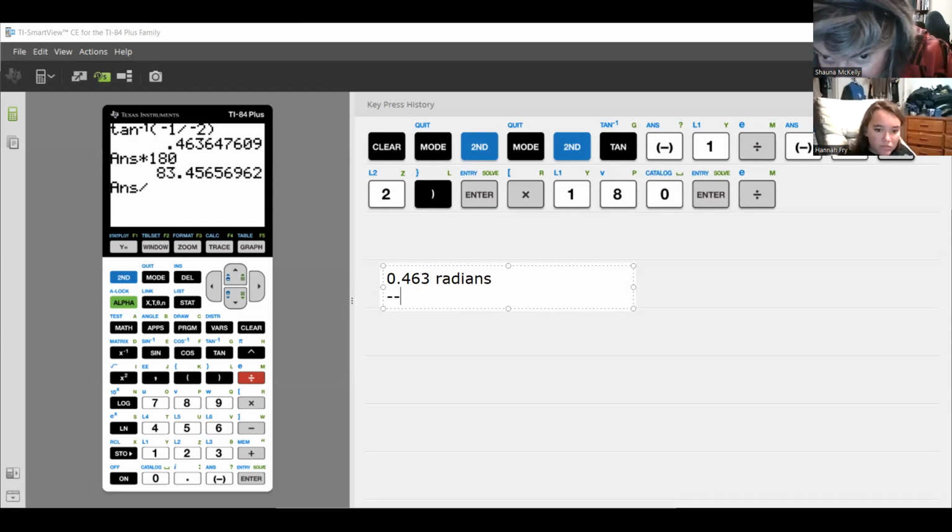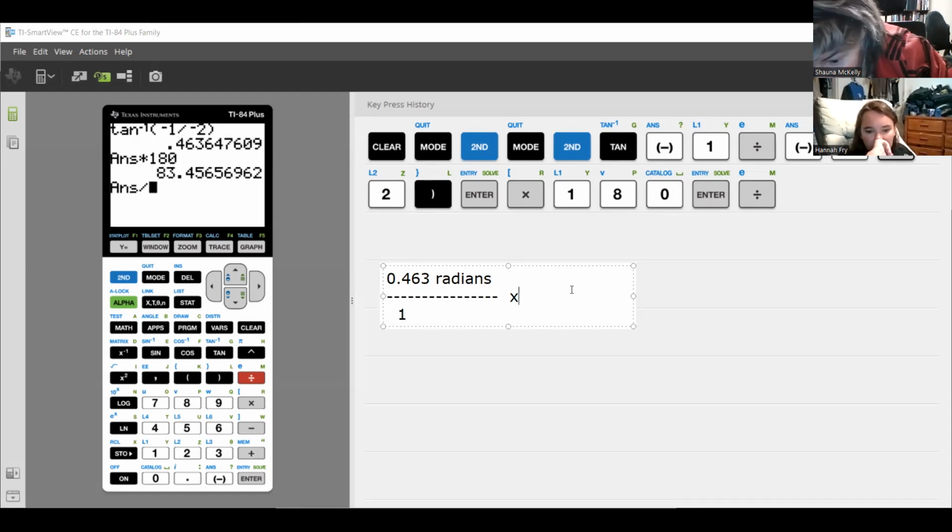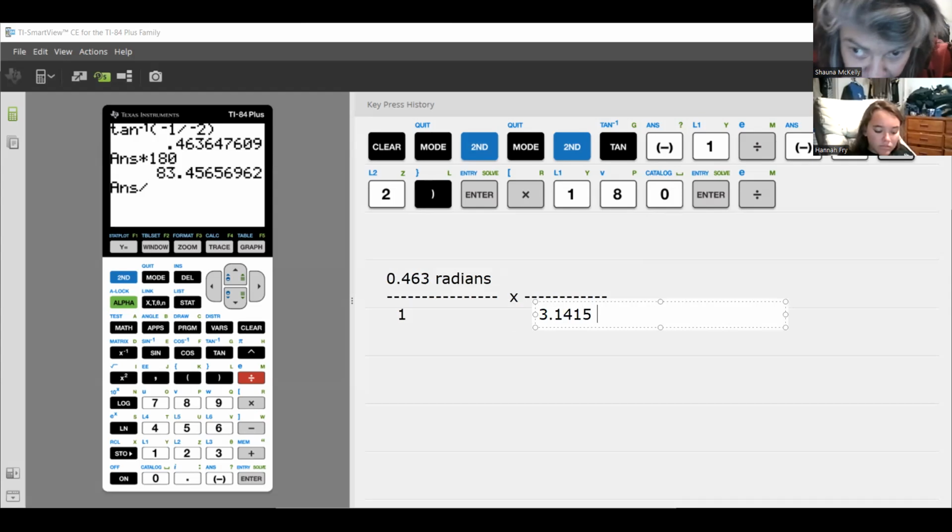Do you remember doing this? Maybe this will help you, because we did a lot with this and you learned to do it really well. This is over 1, right? And now I want to make radians cancel, so you need a pi underneath. So I'm going to put pi radians underneath the line, and I'm going to call this 3.1415 radians.